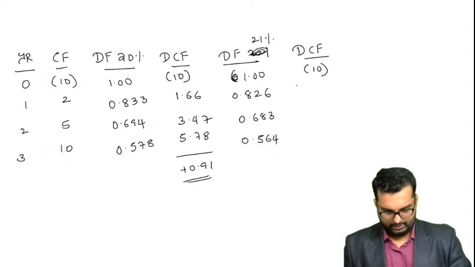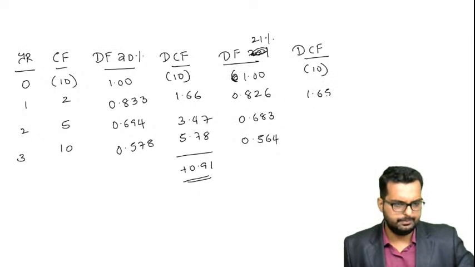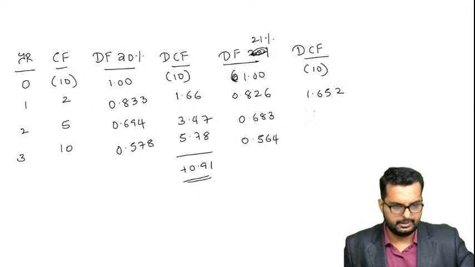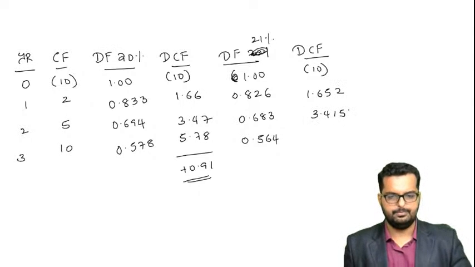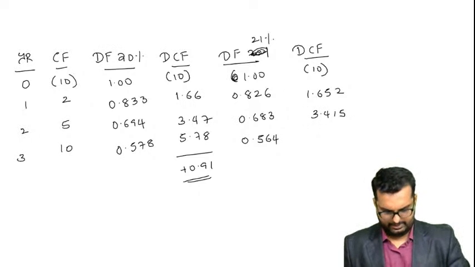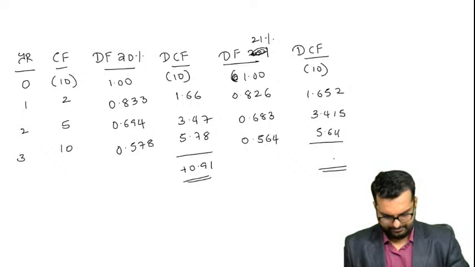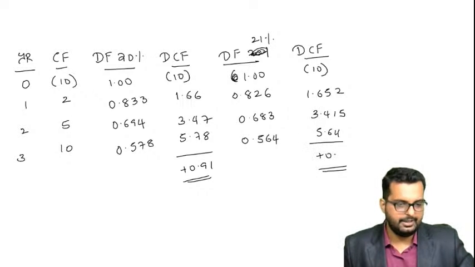So the discounted cash flow would be over here minus 10. 2 into 0.826 would be 1.652. 5 into 0.683 would be 3.415. And the last one would be 5.64. Let's check what is the NPV now. It's again positive, my dear friends.